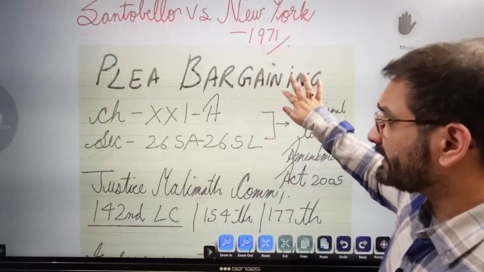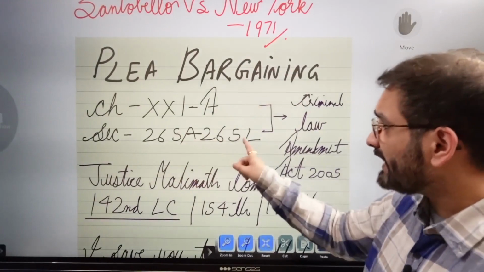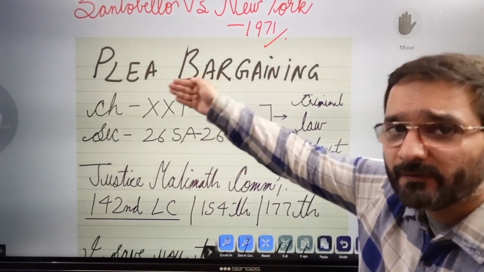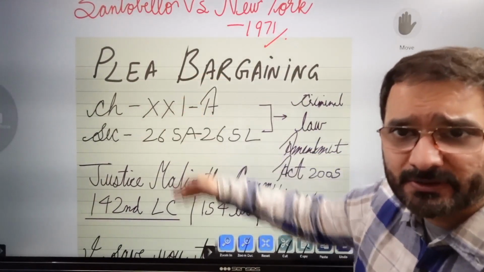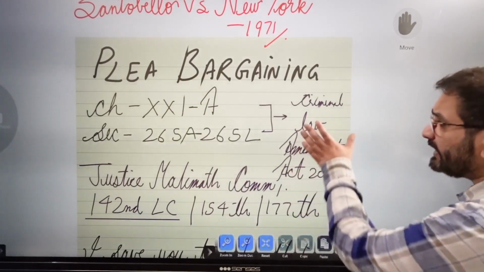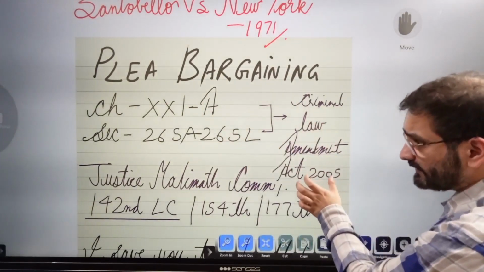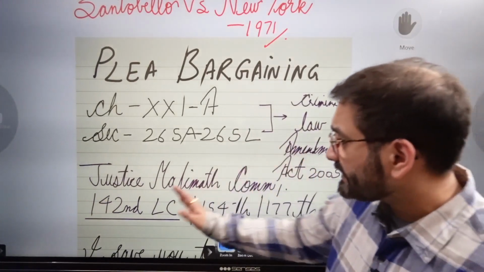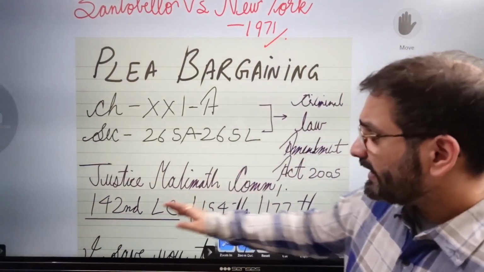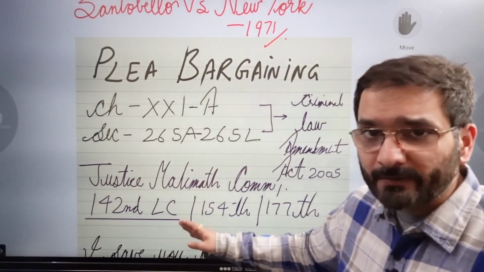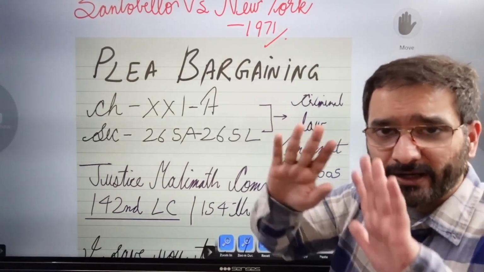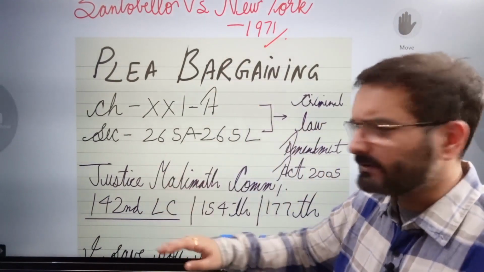So plea bargain is given in chapter 21A, sections 265A to 265L, both very important MCQs from the prelims perspective. It was inserted into the CrPC by the Criminal Law Amendment Act 2005, suggested for the first time by the Justice Malimath Committee, and the 142nd Law Commission laid down this scheme of plea bargaining, all very relevant points for the CrPC.